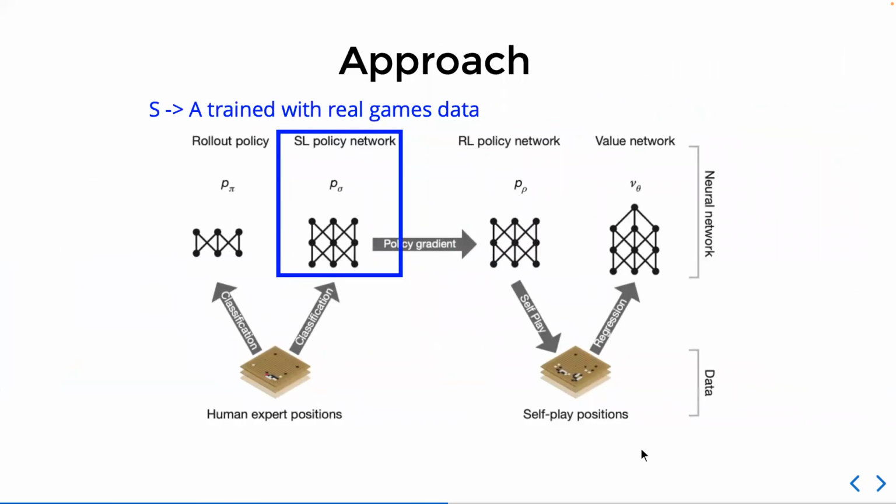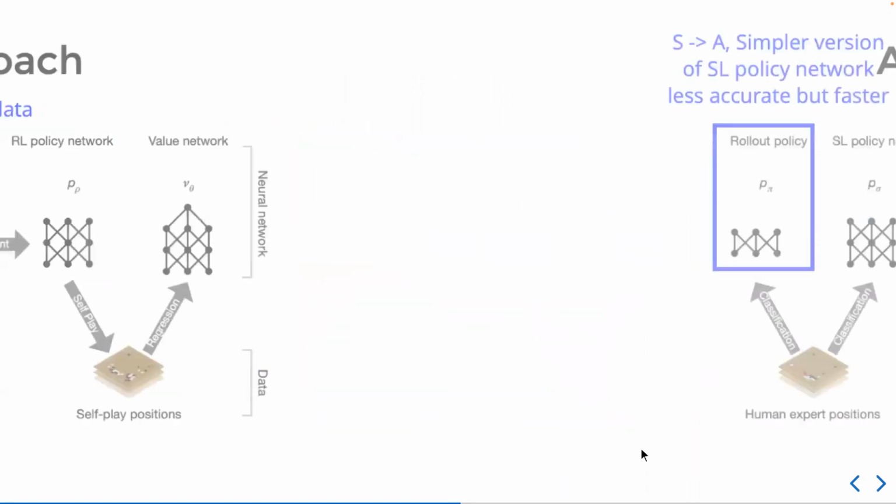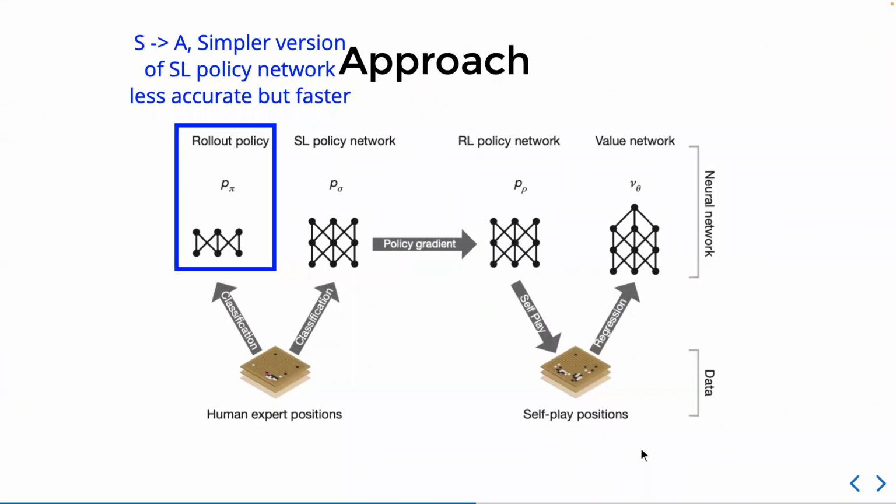So actually there are four networks. The first one is the supervised learning policy network, which maps from state to action and is trained with real games data. They also train a simpler version of the supervised learning policy network. It's less accurate but faster. It is used in the later Monte Carlo tree search algorithm. This is the rollout policy you highlighted. Yes.